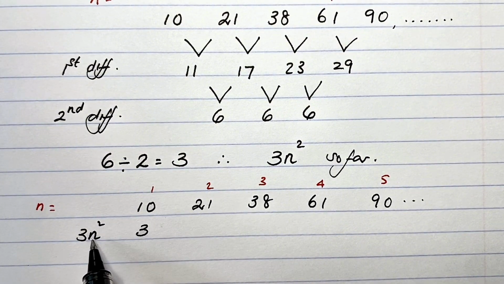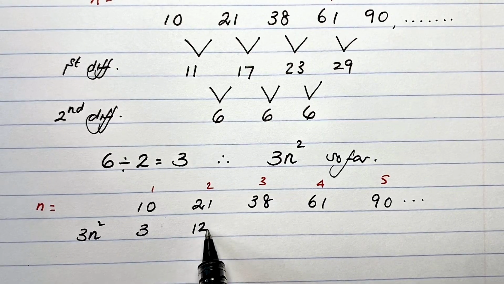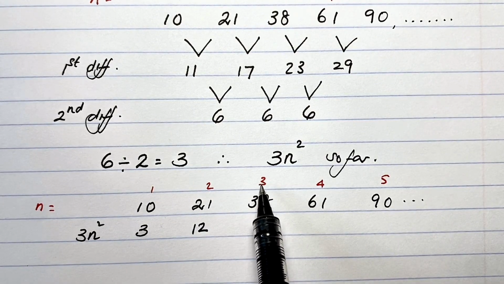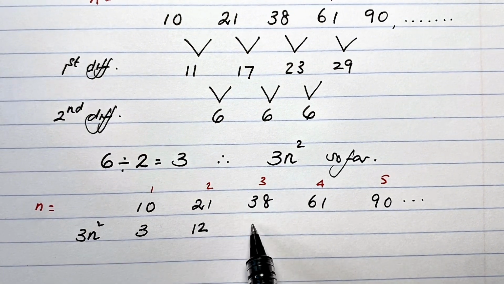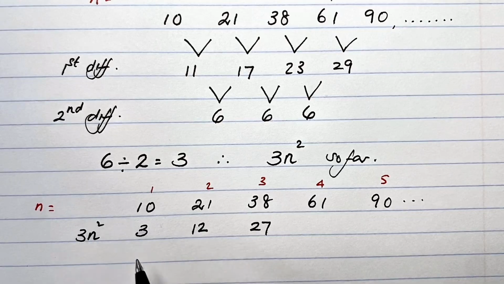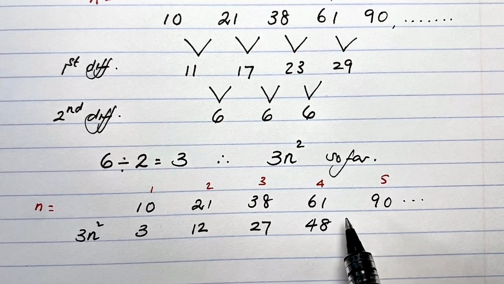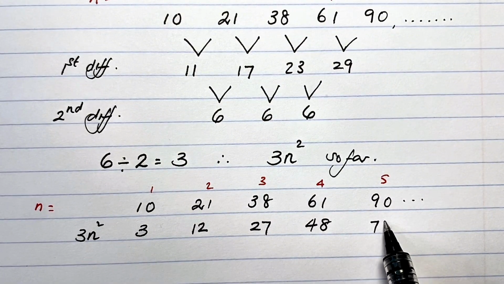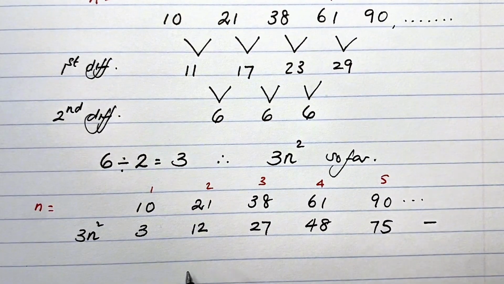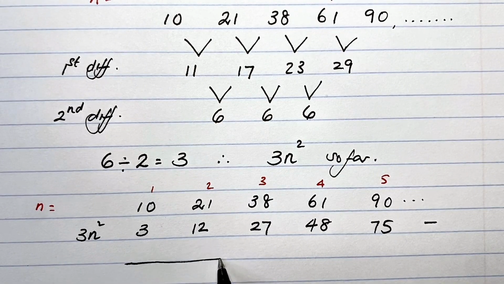2 squared is 4. Times 3 is 12. n is 3. 3 squared is 9. Times 3, 27. 4 squared, 16. Times 3, 48. 5 lots of 5 squared, 25. Times 3, 75. Then I'm going to take away.